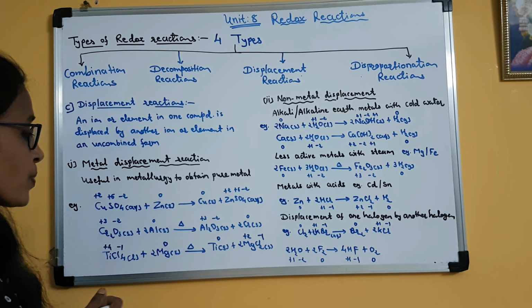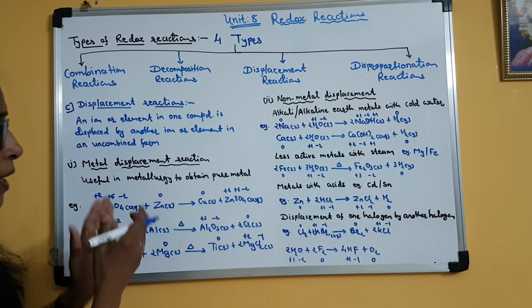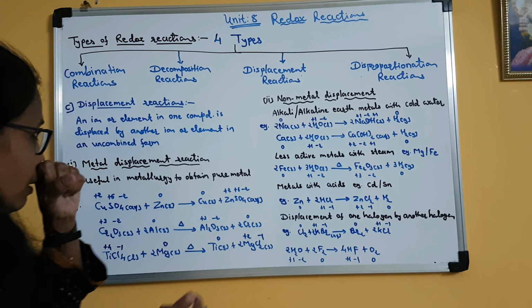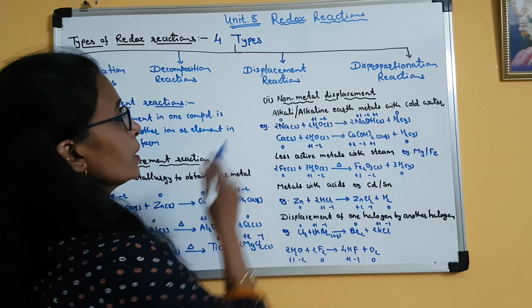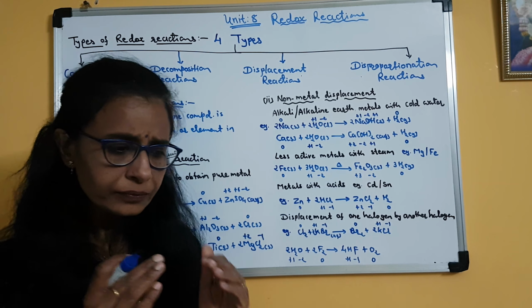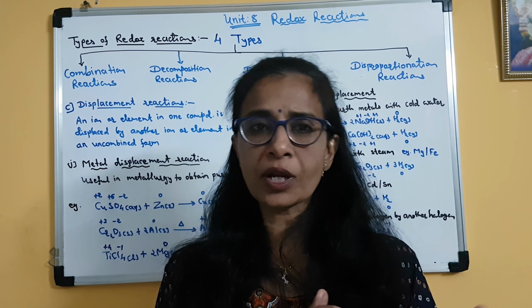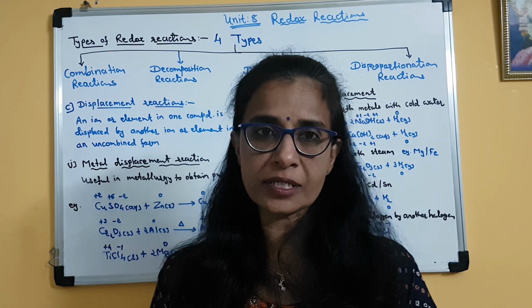So metal displacement reactions are easy reactions. They have metallurgical importance. Another type of displacement reaction is non-metal. Non-metal means we can take hydrogen or oxygen or halogen. These are all non-metals. Clear?